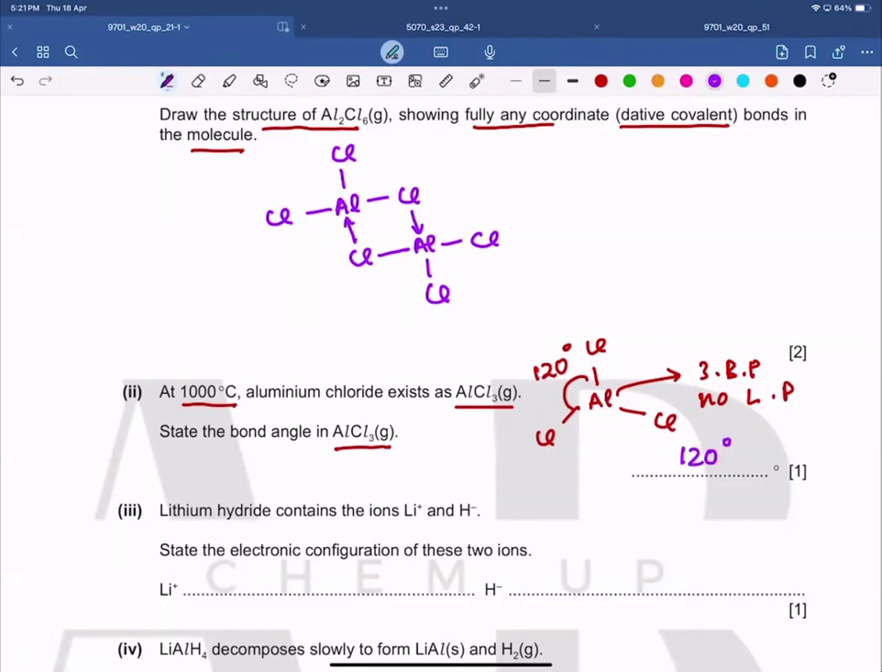Okay, lithium hydride contains lithium ions and hydride ions. State the electronic configuration of these 2 ions. Okay, so if you see, hydrogen's atomic number is 1, and when it becomes -1, it means it has how many electrons? 2. And lithium's atomic number is 3, so its atom has 3 electrons, but when it becomes a +1 ion, it has 2 electrons as well. So the electronic configuration of both will be the same, 1s2 and 1s2. Is this clear to all of you?